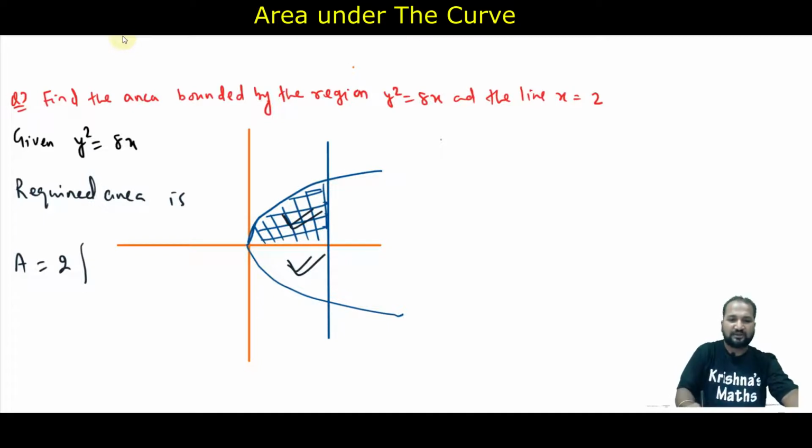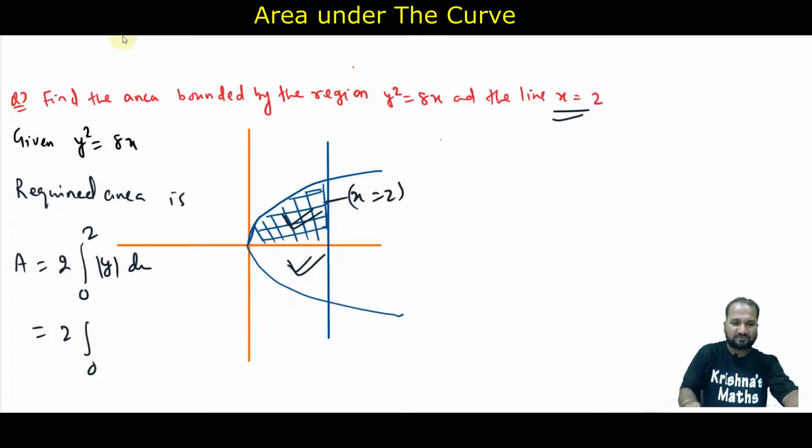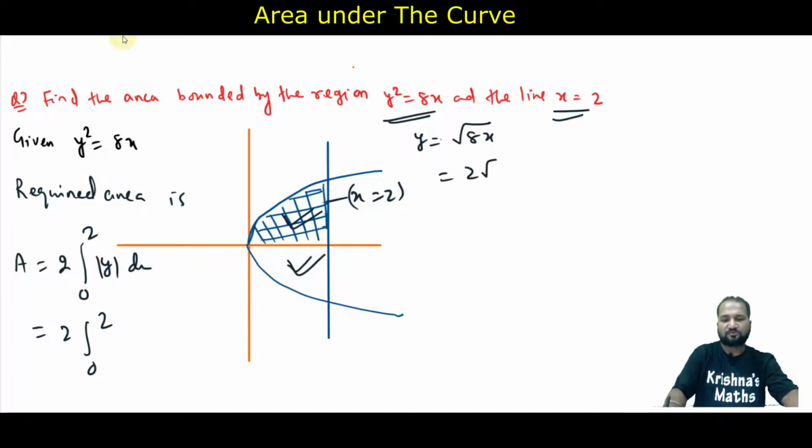So required area is A equal to 2 times integration 0 to 2, x is equal to 2. So equation of this line is x equal to 2. So the area is ranging from 0 to 2 y dx. So this is 2 integration 0 to 2, y square equal to 8x. So y equal to square root of 8x. So this is equal to 2 root 2 into root x. So this is 2 root 2 into root x into dx.